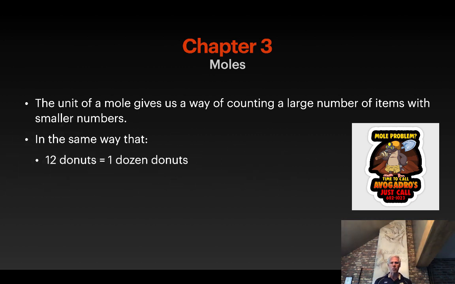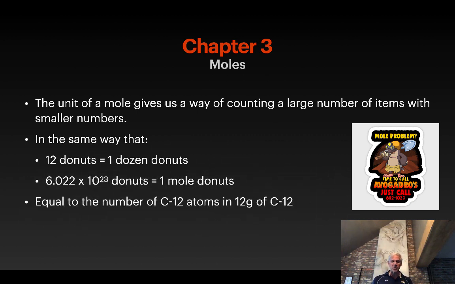So we use moles in the same way that bakers use dozens. So we know that if we go to a bakery and we ask for 12 donuts, we're going to get a dozen donuts. Or if we ask for a dozen donuts, we're going to get 12 donuts. So rather than have to ask for 12 donuts, 12 is a much bigger number than one, we can just ask for 1 dozen donuts. And so that's really all a mole is as far as numbers.